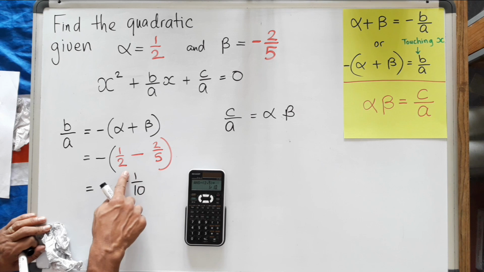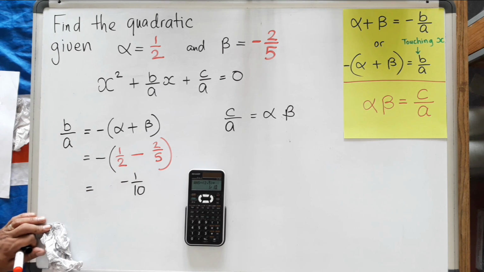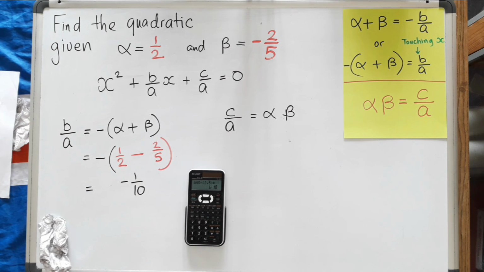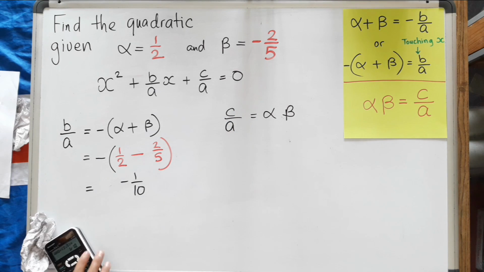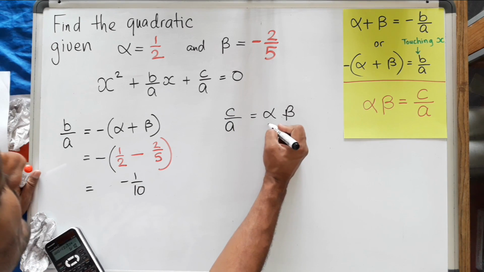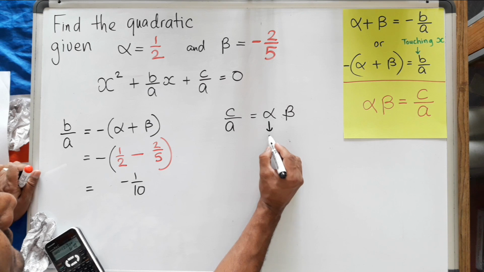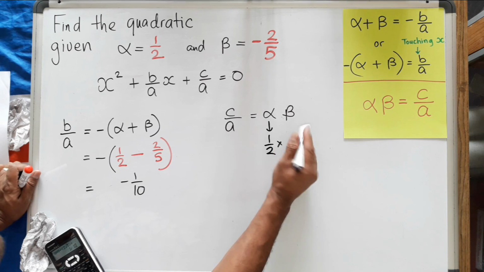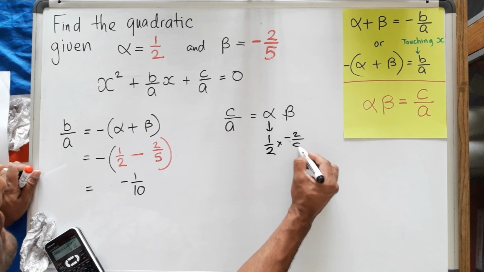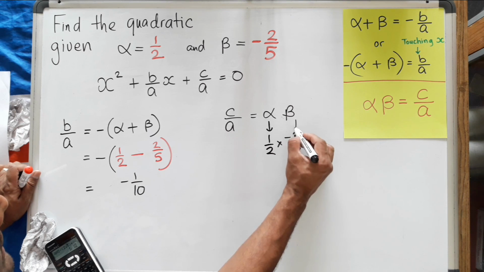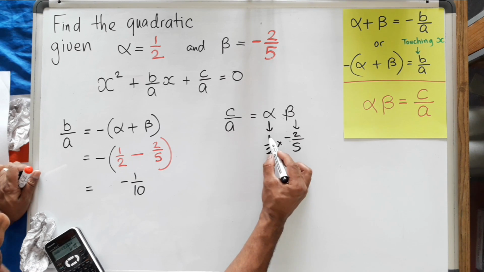So when I work out the brackets and apply the minus sign, I get minus 1/10. Great. Let's try C divided by A. For C divided by A, you have to take alpha, which is a half, and multiply by beta, which is minus 2/5. So that little arrow there. So how are we going to multiply this?